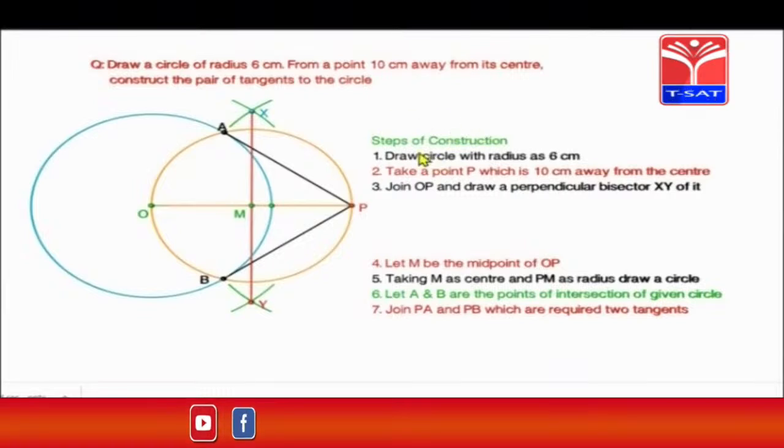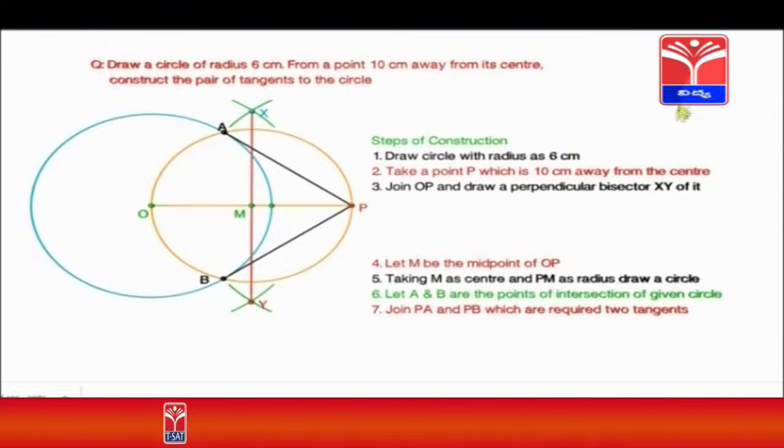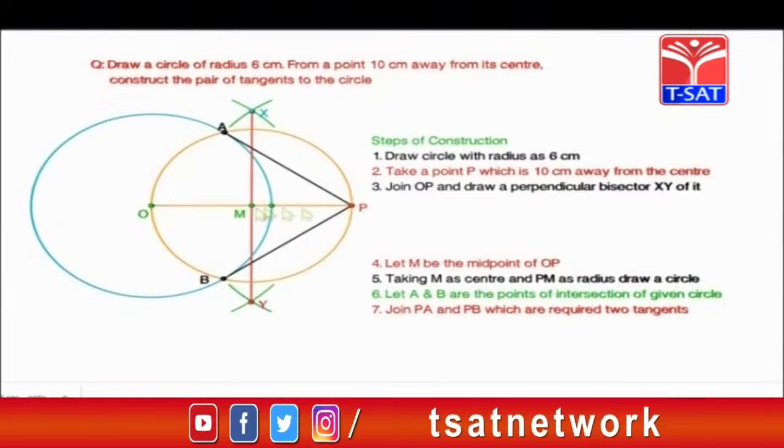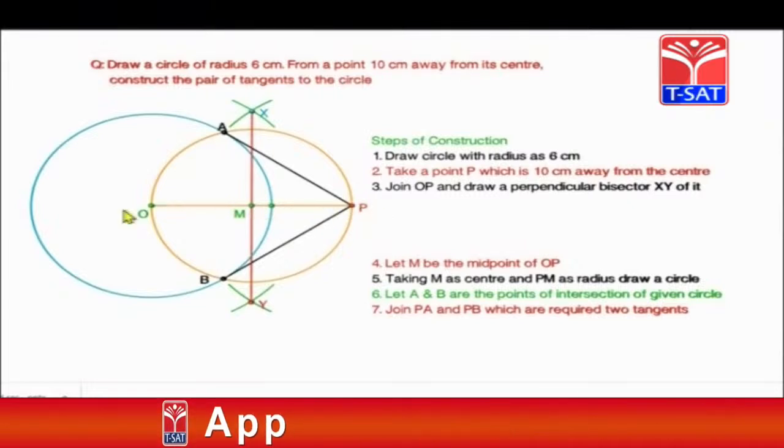Whenever you are writing construction steps, you need to draw the rough diagram also. For the rough diagram also you will have marks, students. So draw a rough diagram here. The next step is to take point P which is 10 centimeters away from the center. Join OP. So OP will be 10 centimeters. This will be 6 and this is 4.